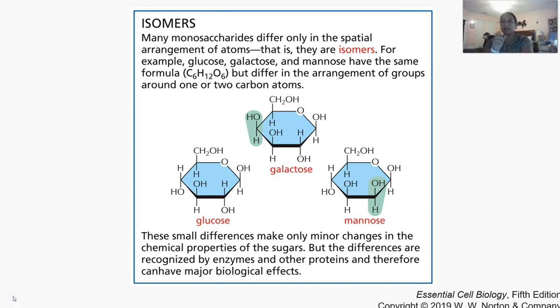So these small differences can make minor changes in the chemical properties of the sugars, but it makes a major difference in how these are recognized by our cells, by the proteins inside them, and whether or not they can be used in a metabolic process. So here, the 6 carbon sugar, the C6H12O6, depending on how the arrangement of the groups happens, you can end up with a glucose, galactose, or a mannose molecule. So in glucose, this connection is at carbon 1. In galactose, it is on carbon 4, and in mannose, it's on carbon 2.